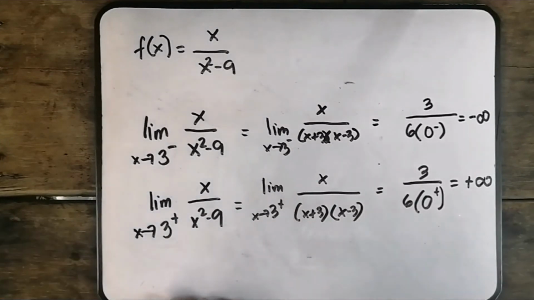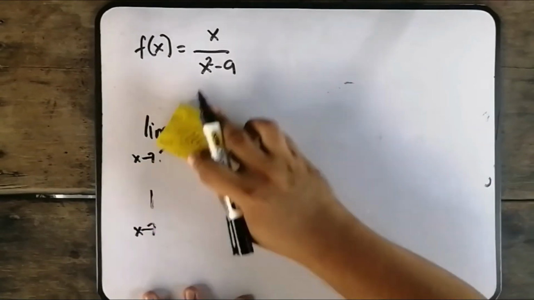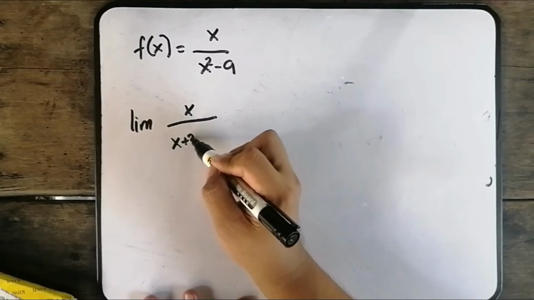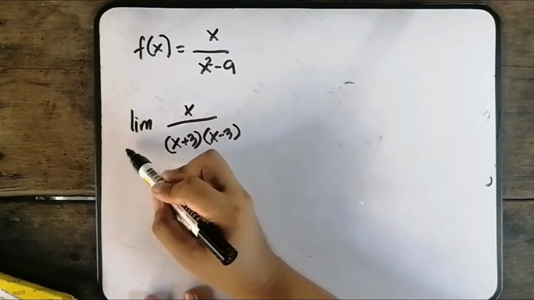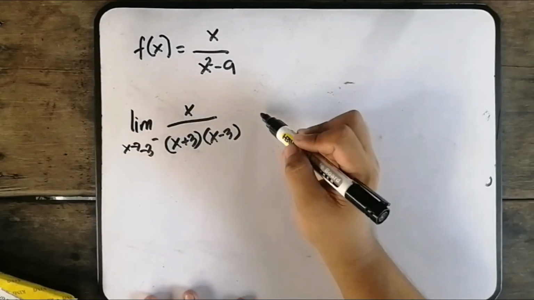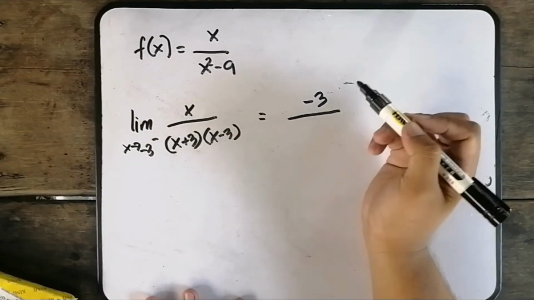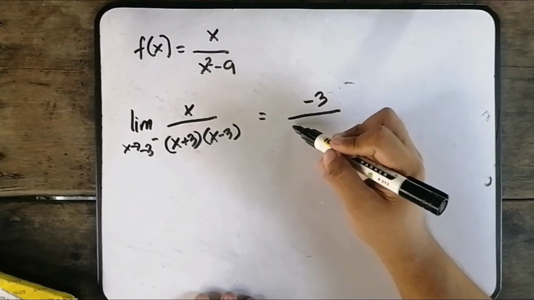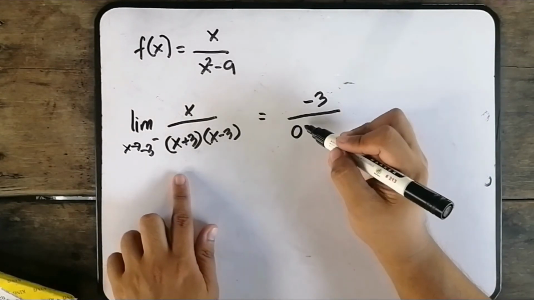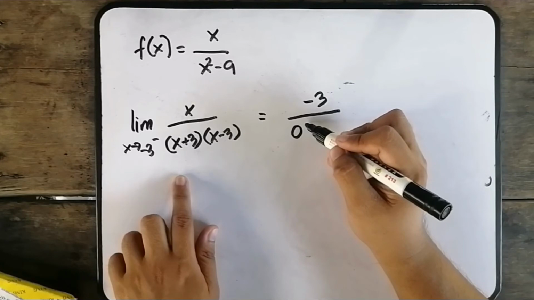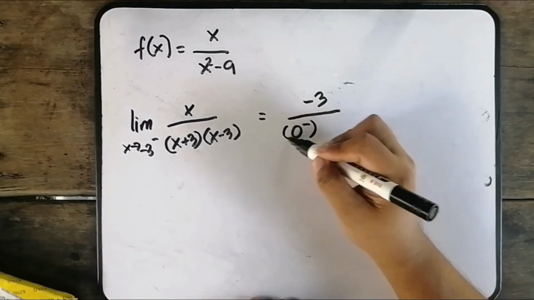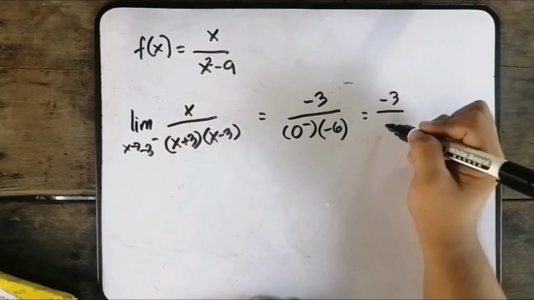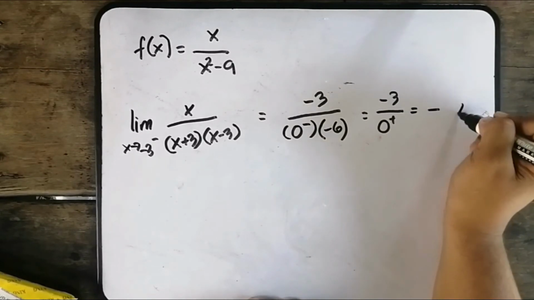Now, for the second value, we have negative 3. So the limit of x over x plus 3 times x minus 3 as x approaches negative 3 from the left is equal to negative 3 over, so this is 0 from the left times negative 6, so we have negative 3 over 0 positive, so we have negative infinity.